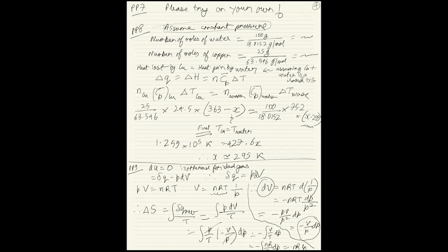And what is the value of P2 by P1? That is 0.1, right? It went from 1 bar to 0.1 bar. So the answer here is, I should have gone on the left side, but so this is plus 19.1.